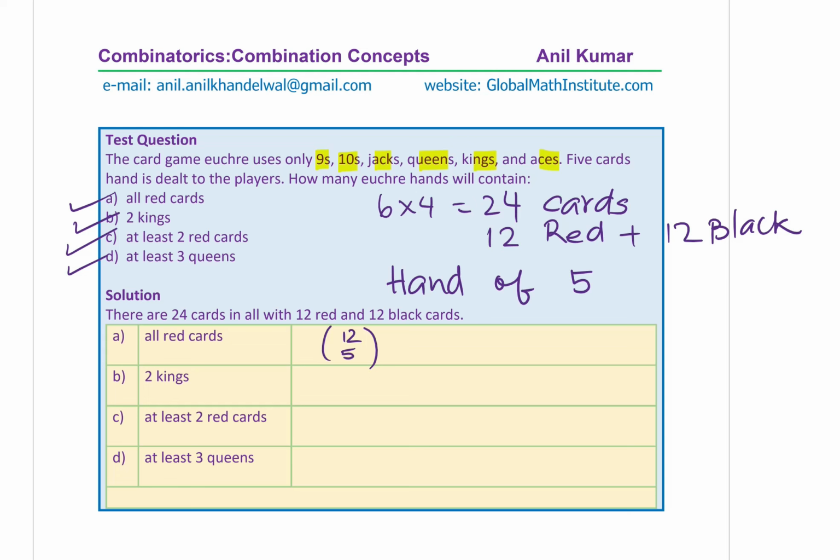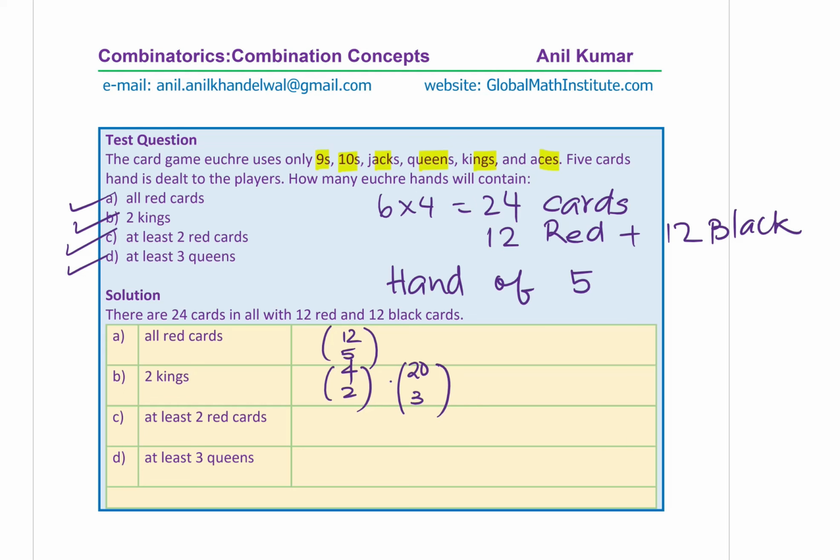Now, 2 kings. How will you answer that? So how many kings are there? There are 4 kings. So from 4 kings, you will select 2. But you have to select 5 cards in all. So how about the other 3? Well, the other 3 will be not from kings, right? So from other 20 cards. Since there are 24 in all, you get the idea. So that is how you get the answer for this.